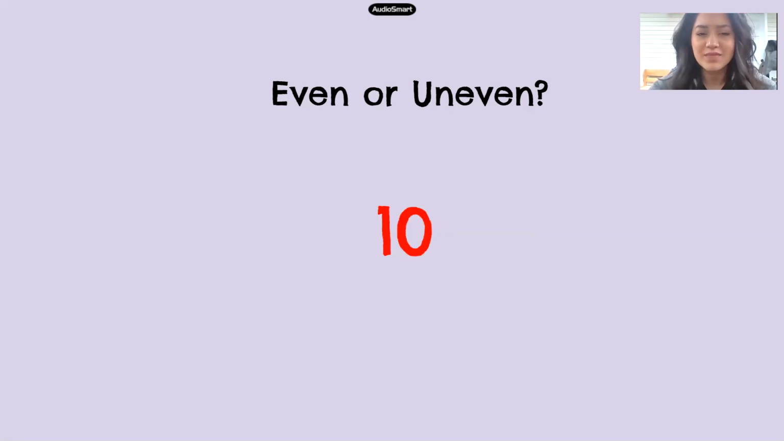All right. How about the number 10? Even or uneven? Tell me in 3, 2, 1. It's even because the number 10 can be split up into 2 different groups evenly.